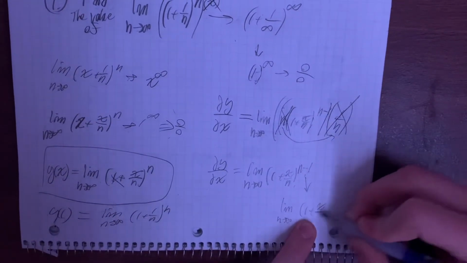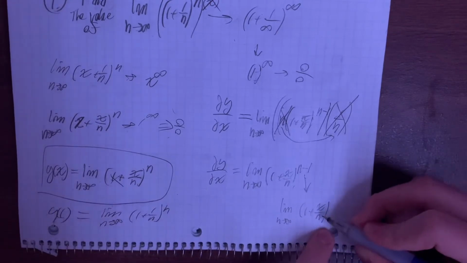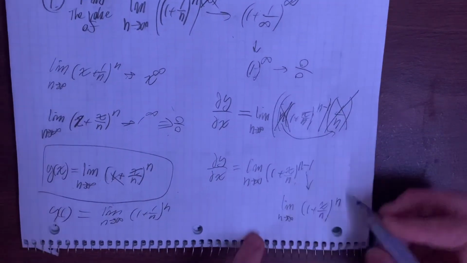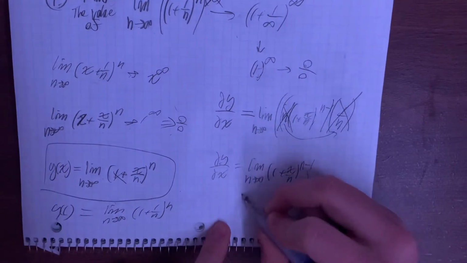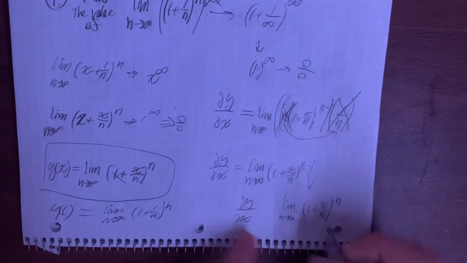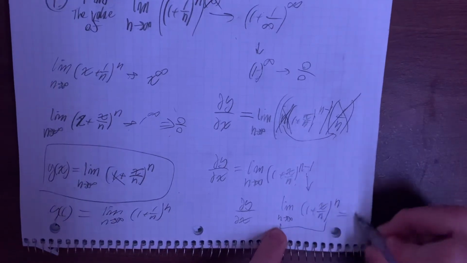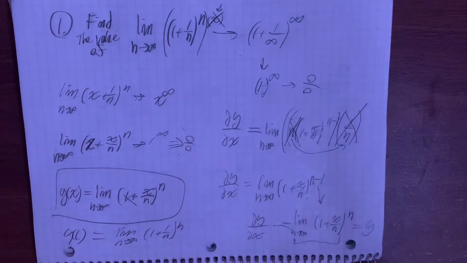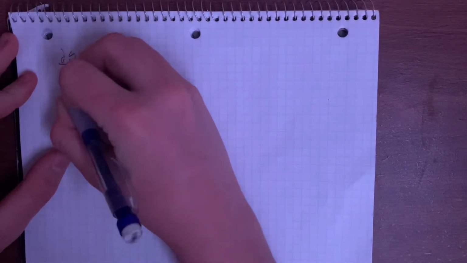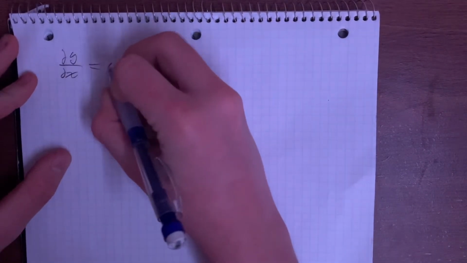It's the limit as n goes to infinity of (1 + x/n)^n, right? Because this is negligible. In the limit, it will be the same. And this just equals y. So now we have a differential equation that we can use to solve this, and we get dy/dx equals y.